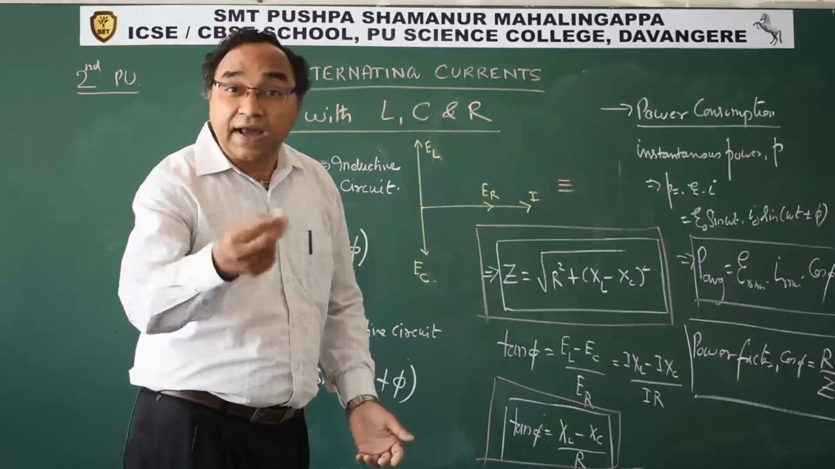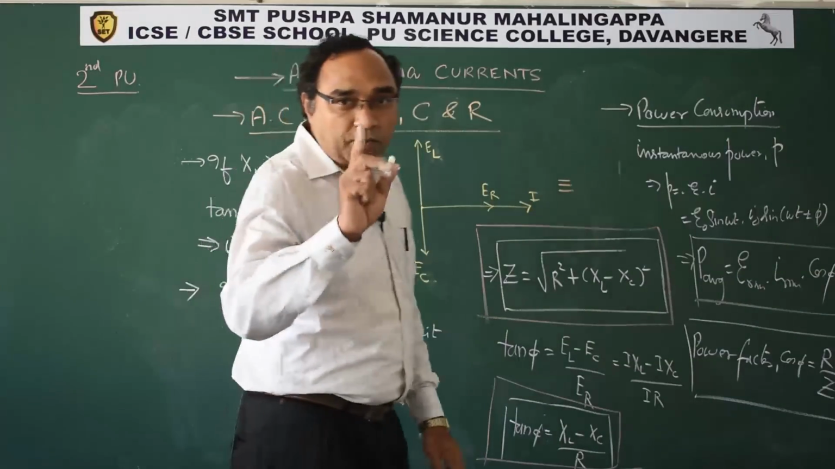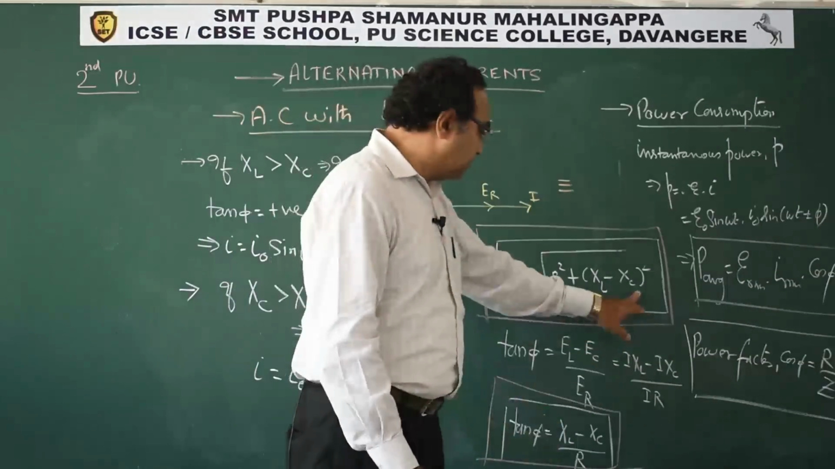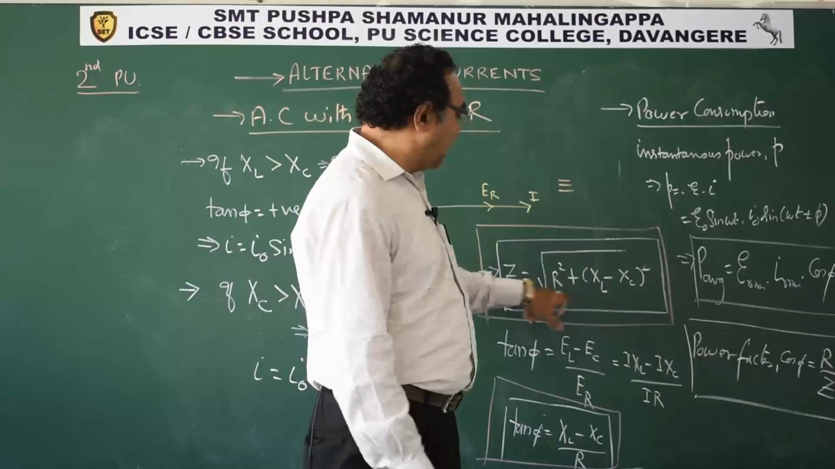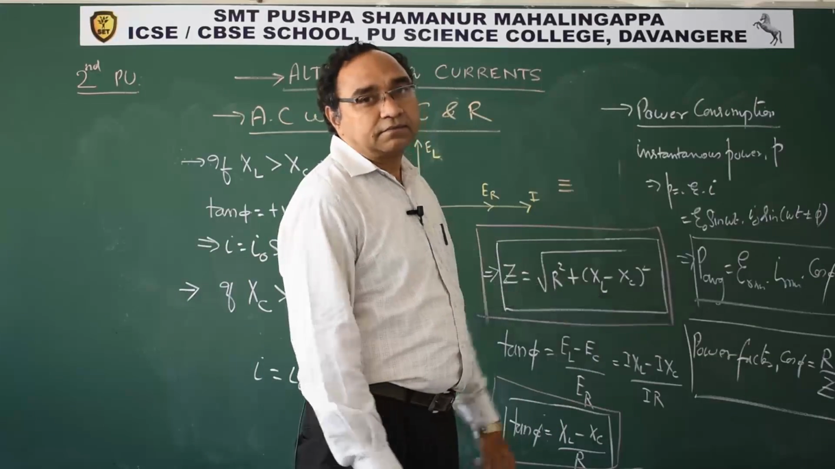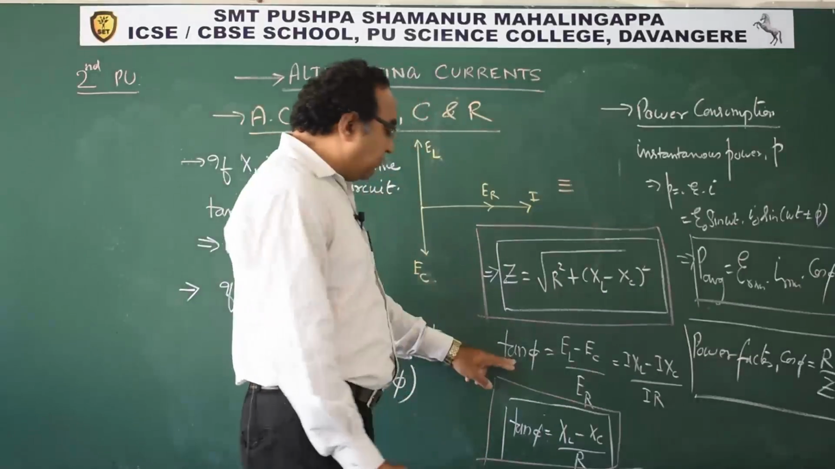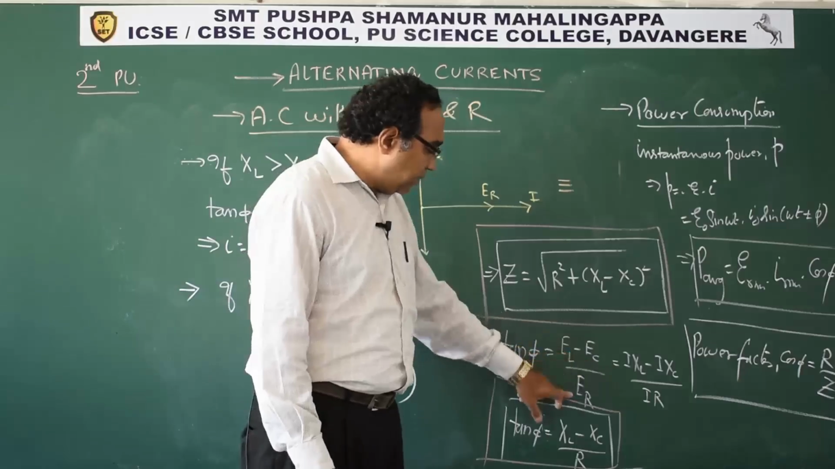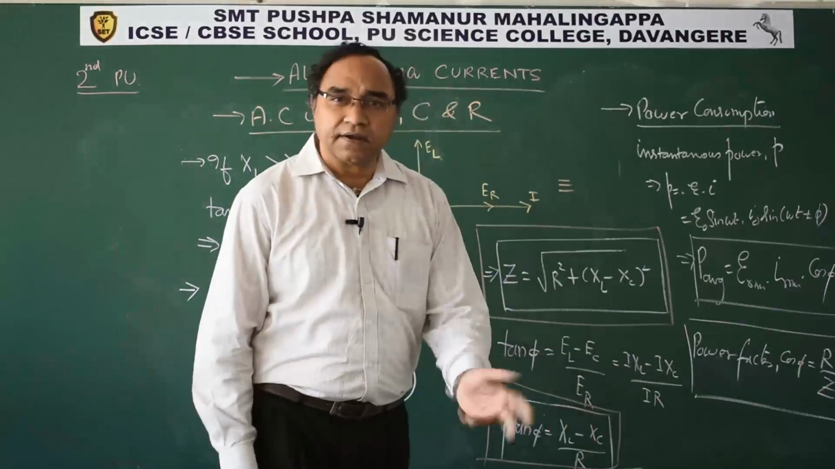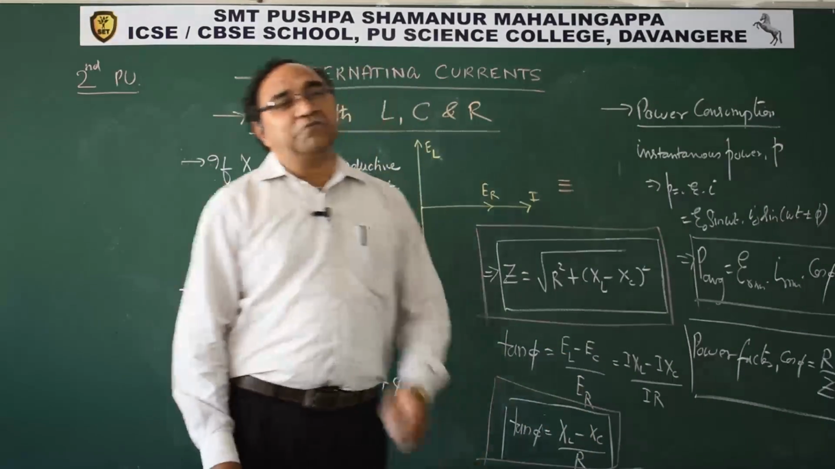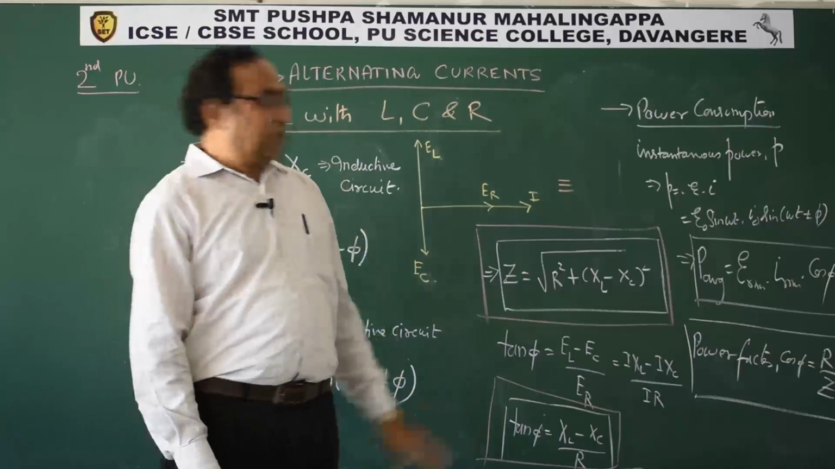Now let us say the RL circuit. There are two components, R and L. Drop the C. So you say R square plus XL square. Correct. And what is tan phi there? Drop the C. XL by R. So XL by R. Correct. See, everything we get from this equation.